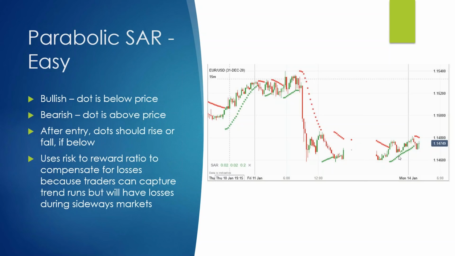Now, personally, my favorite entry, if I was using the parabolic, would be right here. Let me get my little pen going. My favorite would be right here. Do y'all see that? Where it comes really close back to the parabolic, then forms a bullish bar, and the next bar closes above the high of that, which makes it a pivot low. That would be my favorite entry right there.